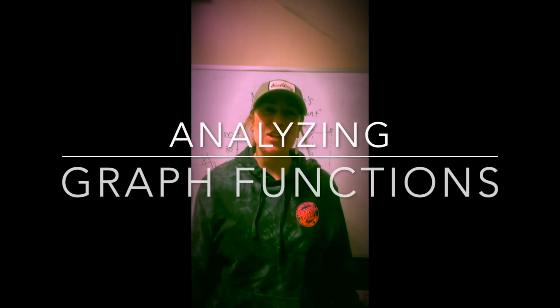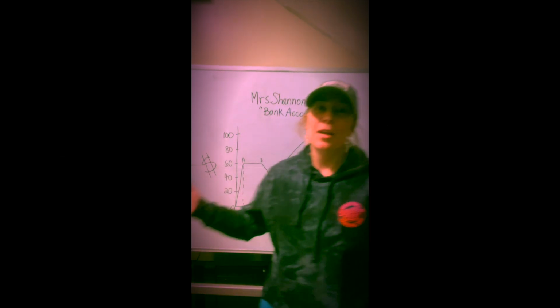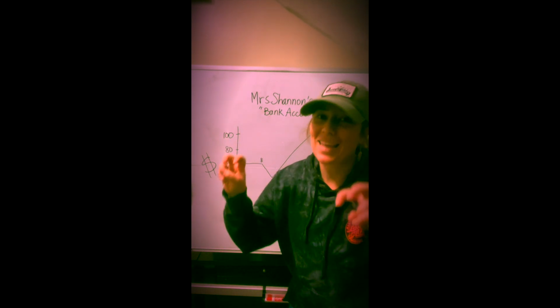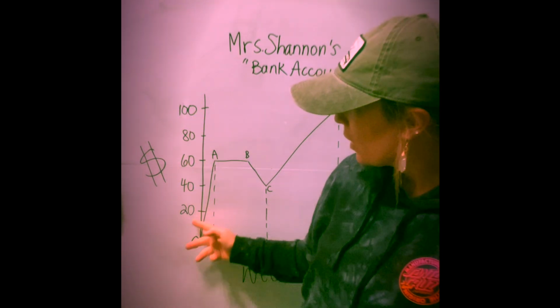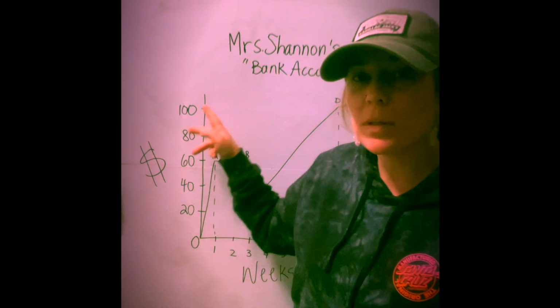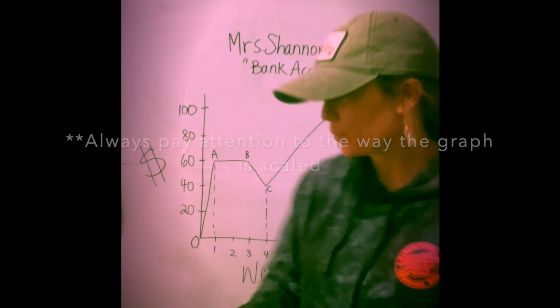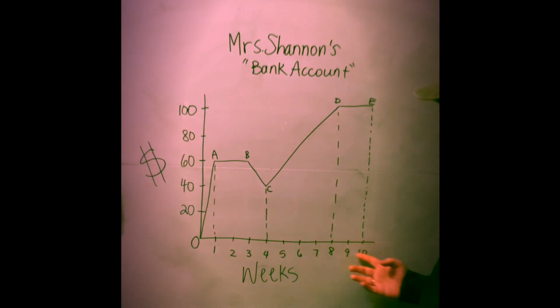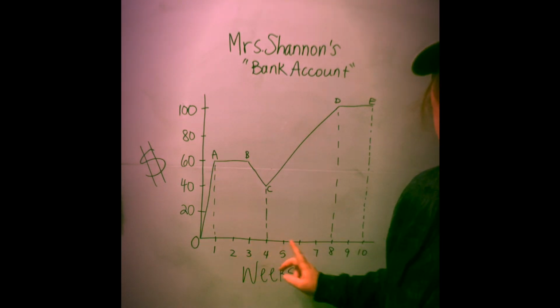Hello there, and in this video we are analyzing graph functions focusing on Mrs. Shannon's bank account. So here our y-axis is the amount of money going up by 20s. You always have to make sure you pay attention to the way that the graph is scaled. And the x-axis is the weeks. So this one's going up by 20s and this one's going up by 1s.